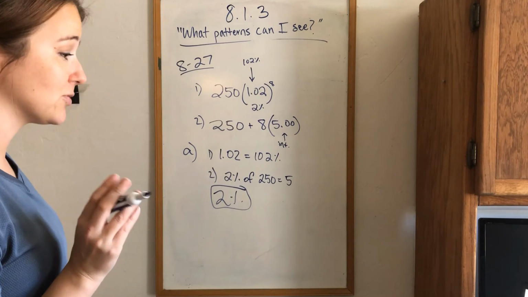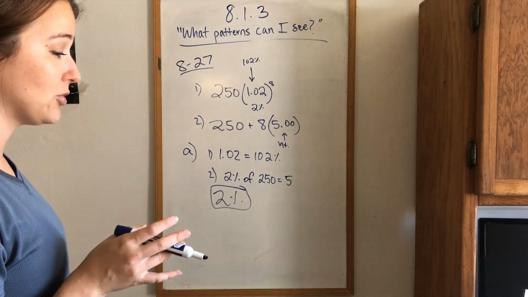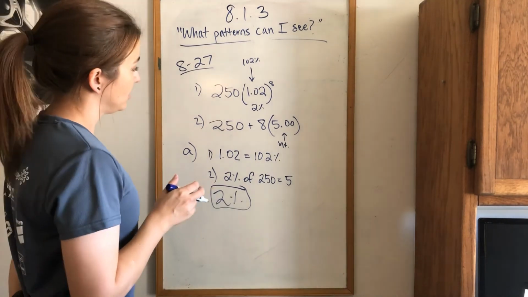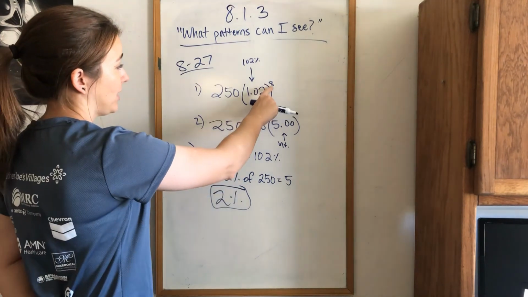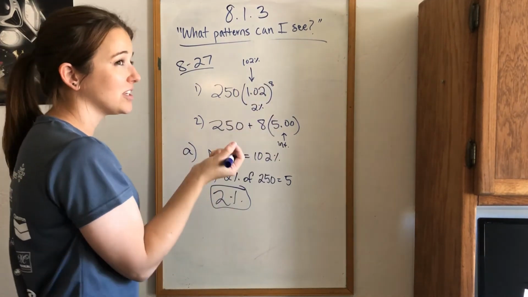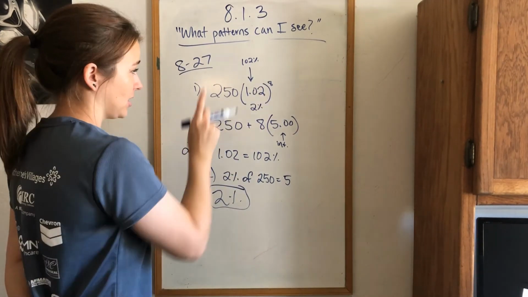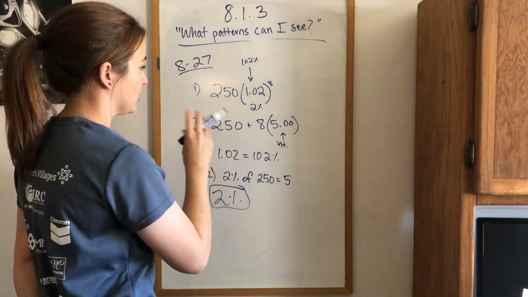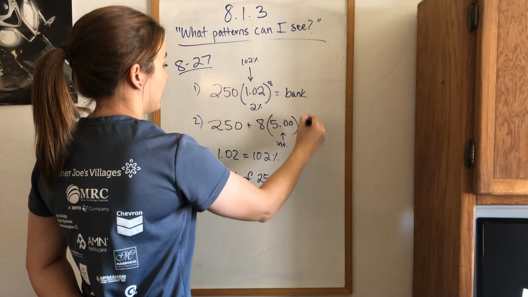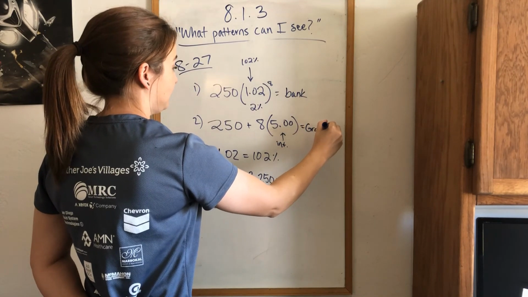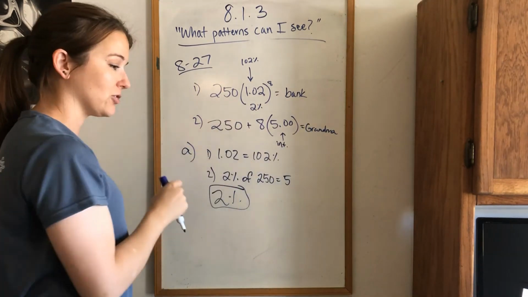Now for part B, it says which expression represents the amount that he would owe his grandmother and which one represents what he would owe the bank. So I'm thinking, well, I know that whenever there's an exponent, that's exponential growth. I know that it's going to keep going more and more each time. There's not a constant rate. So that would be the bank, which means the other one has to be grandma. So the bank has compound interest. Grandma has simple interest.